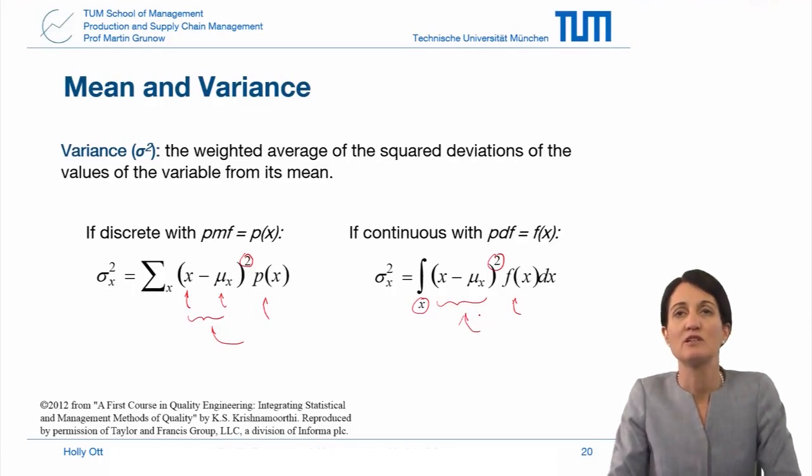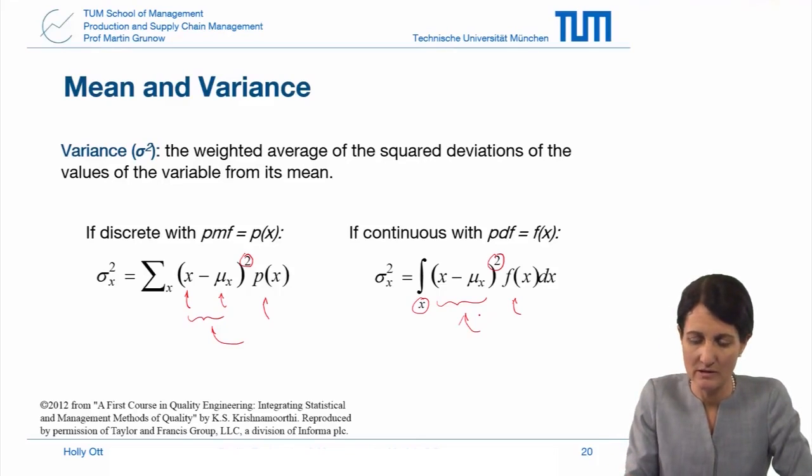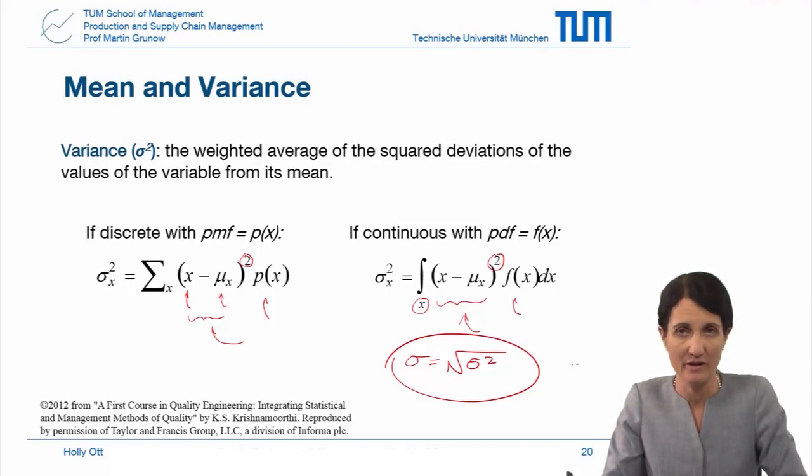The standard deviation is commonly used as a measure of variability in quality engineering. The standard deviation is equal to the square root of the variance. And this is used most commonly in quality engineering because this has the same units as the mean, the same units as the random variable.